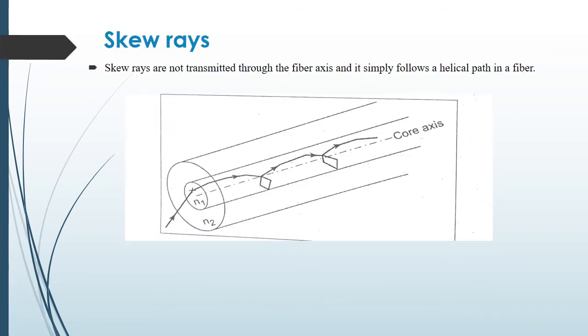So next we are going to see skew rays. Skew rays are not transmitted through the fiber axis, and they simply follow a helical path in the fiber. The skew rays reflect off the core-cladding boundaries and bounce around the outside surface of the core. When the light at the input of the fiber is non-uniform, the skew rays tend to have a smoothing effect on the distribution of light, so it is transmitted, giving a uniform output.